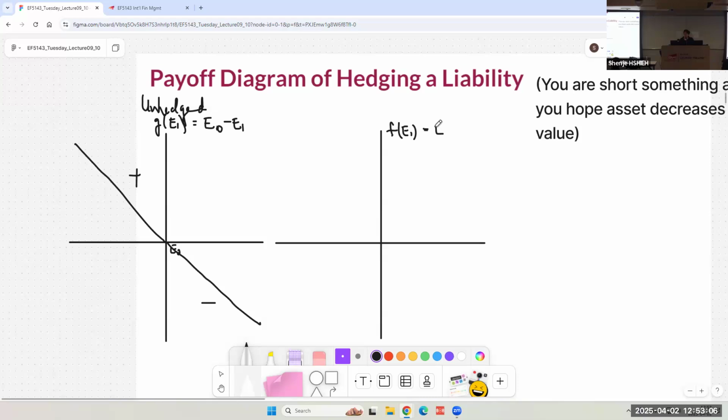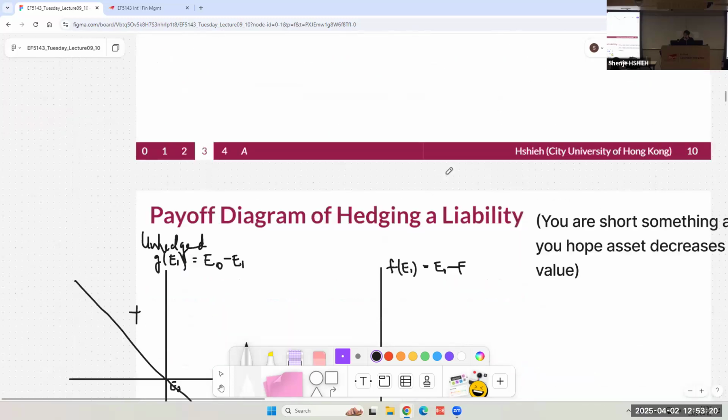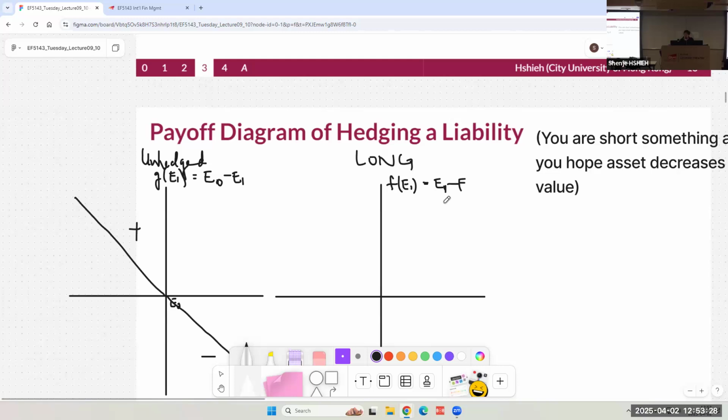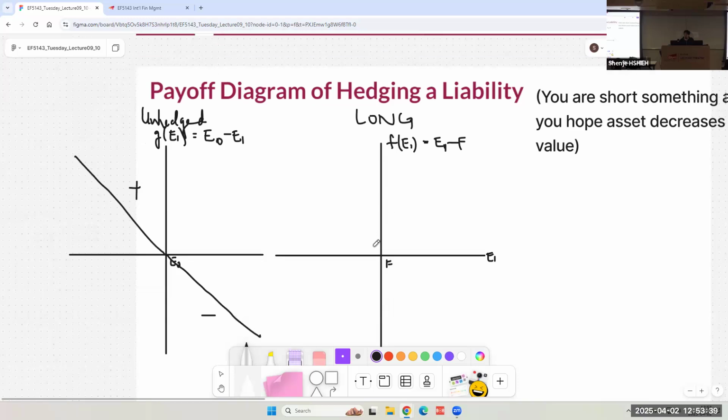So here we have E1 minus F, right? You're hoping E1 is greater than F. So I wrote short, so this is long. It's long because you're betting that the underlying asset beats the future price that you fixed at time zero. Right. And so our reference point is F, x-axis is E1, y-axis is payoff. If E1 is greater than F, we have a positive payoff.